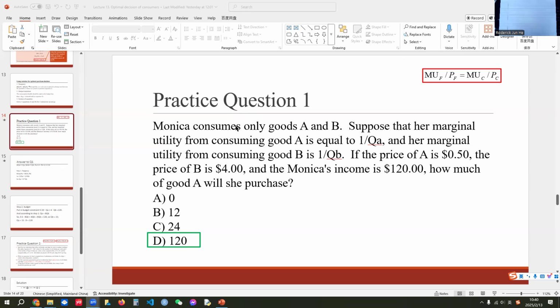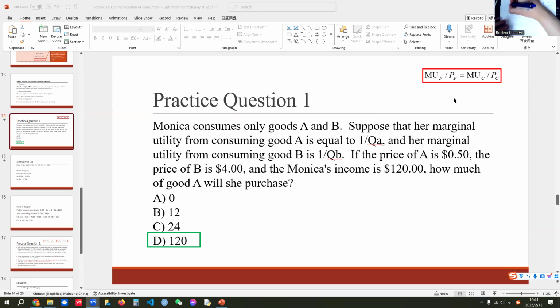Monica consumes only good A and B. Suppose that her marginal utility from consuming good A is equal to 1 over QA. The marginal utility of A is 1 over QA. Marginal utility of B is 1 over QB. And the price of A is 0.5. The price of B is 4. And her income is 120. So the question is to ask how much of A will she purchase?